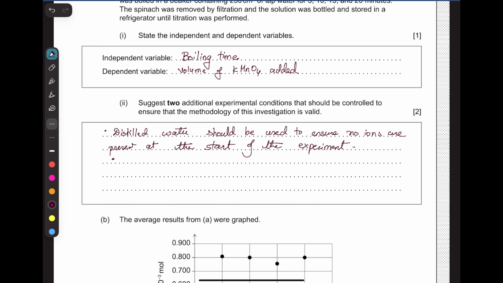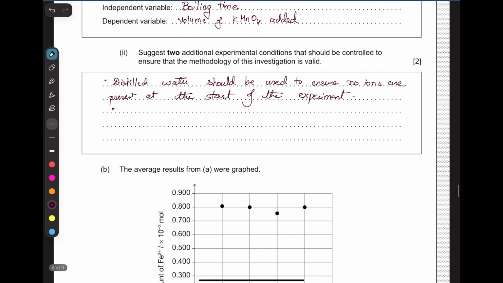Now, next, we are using spinach leaves. Now, spinach leaves can vary, right? Some spinach leaves could be greener, some could be dry, some could be old. But here in all the experiments, we should use spinach leaves which are similar to each other. So I can say spinach leaves should have the same color and freshness.